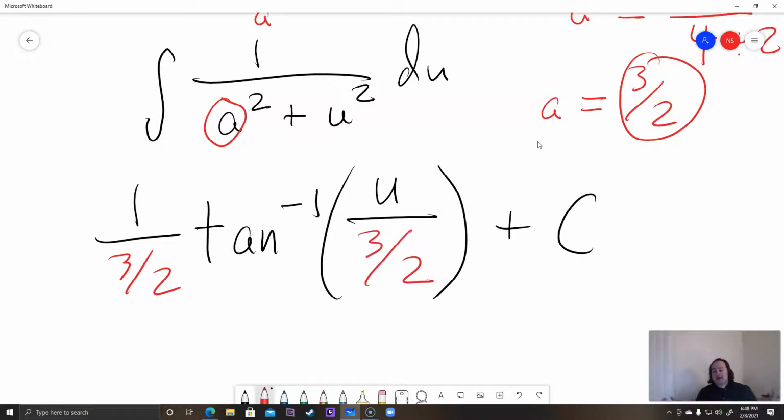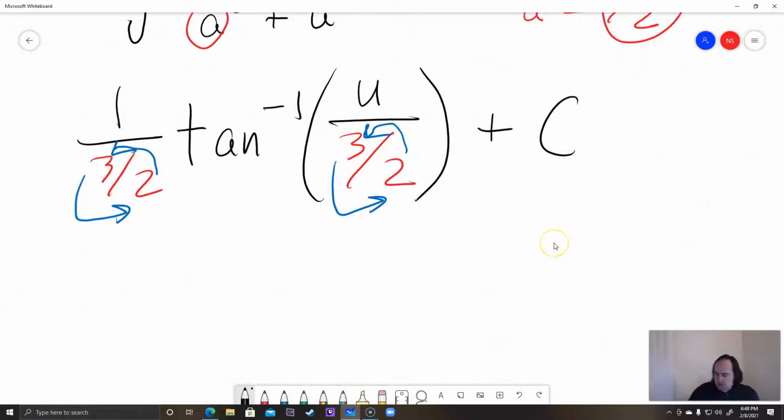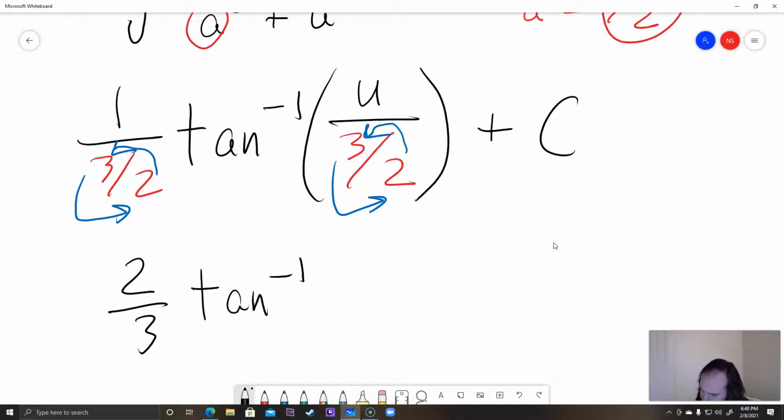Okay, but now that we got it in this form, it's pretty easy to use the formula. And remember, if you're dividing by a fraction, you flip it over and multiply on the top. So if we flip over this 3/2, it's going to become 2/3. And that's going to get us to our answer. Okay? So we're going to have a 2/3 tan inverse of 2/3 u plus c.